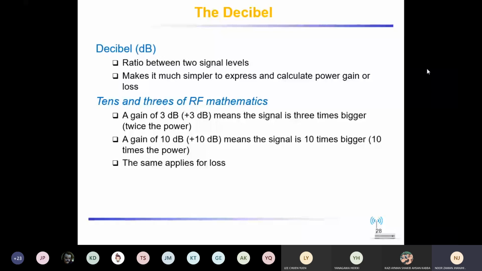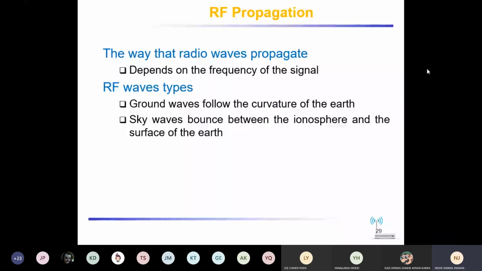This is the same, which goes for the loss as well. So this is what we say, that we measure the signals in radio frequencies with the 3s and 10s. So you can say a gain of 10 dB means 10 times bigger. This implements the same thing for the loss as well. So this is how we measure the signal loss and the gain.